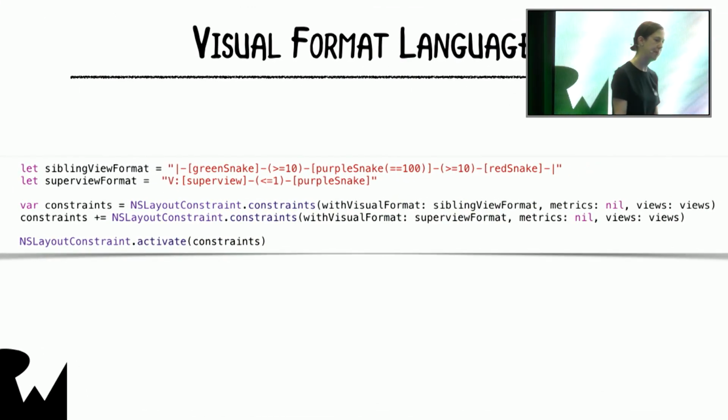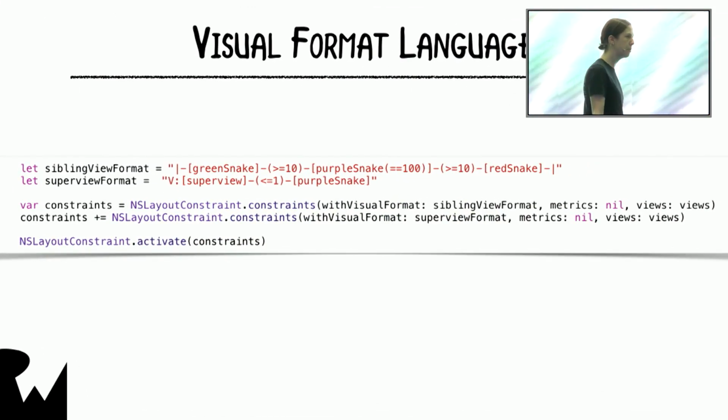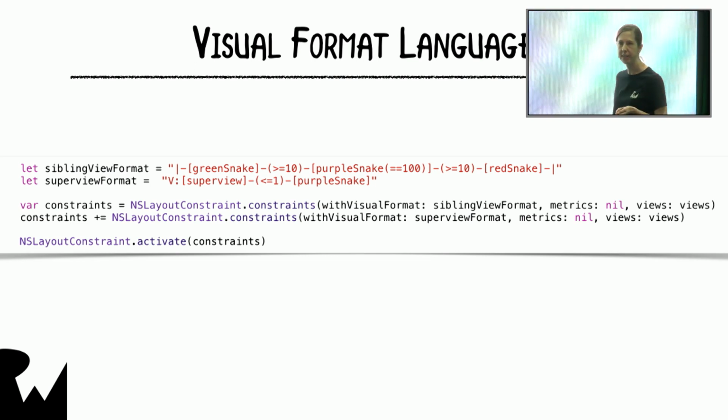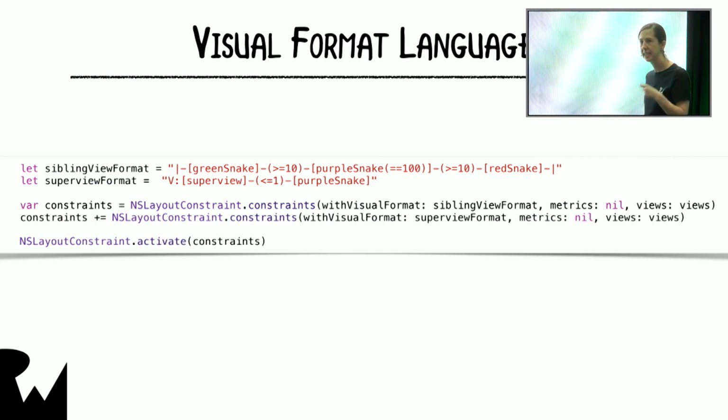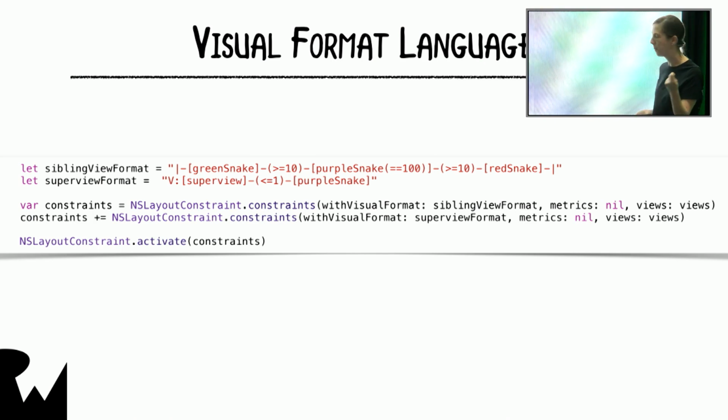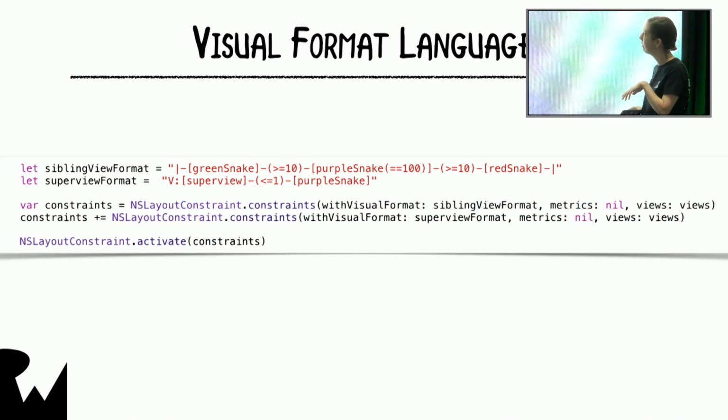Next up, we have the visual format language, and this is a little bit more interesting. It's a little bit more concise, and in this particular example, you can see that we are creating two different formats that then generate constraints for us in code. The first format, keeping with the snakes and ladders theme, in the sibling view format there, we have a green snake, a purple snake, and a red snake as our views, and we're trying to create constraints, constraining them relative to one another. In our super view format, we've then got a purple snake being constrained to its super view. Having created this language in these format strings, we pass them into an NSLayoutConstraint.constraints constructor.